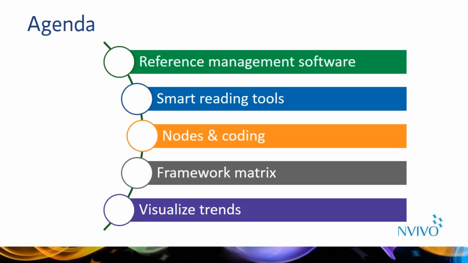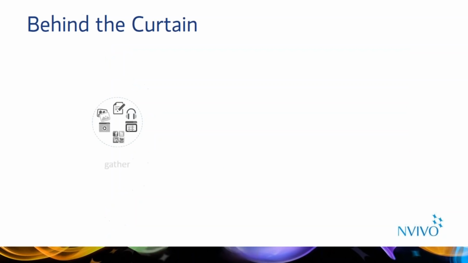Then we'll work with a framework matrix and take a look at some tools to visualize trends in your literature, namely the hierarchy chart and Explore diagram. Next, we'll move into NVivo.